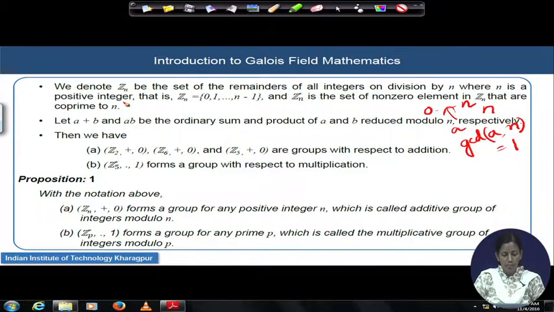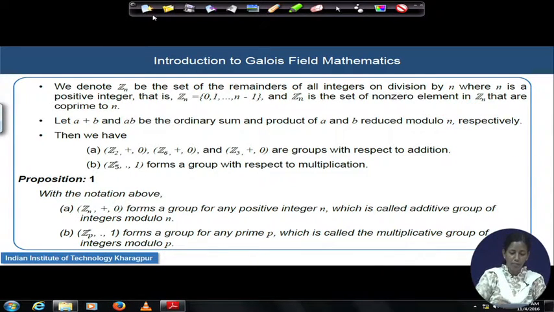Let a plus b and a b, which we have already defined, be the ordinary sum and product. If that is the situation, then we can nicely construct Z n and Z n star with respect to some known groups like this.